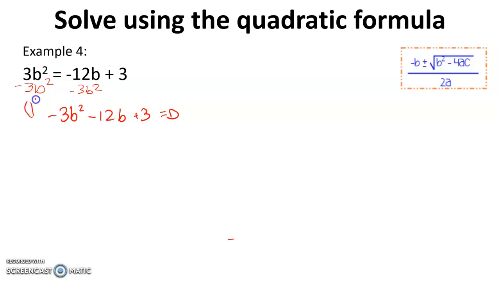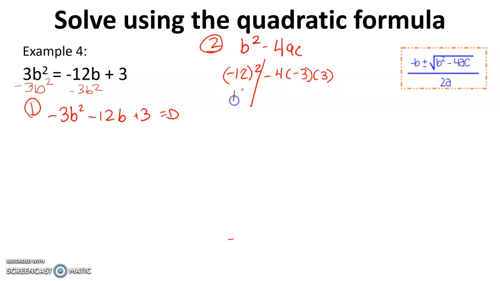Okay? Second step, set up our discriminant, b squared minus 4ac. I'm going to do negative 12 squared minus 4 times, our a is negative 3, our c is 3. Negative 12 squared is 144. Negative 4 times negative 3 is going to be positive 12 times 3. That's going to be plus 36, positive 36, so I add the 36. 144 plus 36 is going to get me 180.